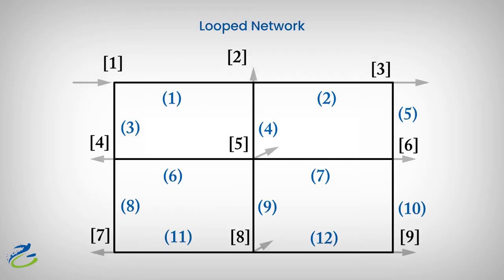As you can see, the loop network here has 4 closed basic loops where water enters node 1 and is distributed to nodes 2, 3, 4, 5, 6 up to 9. Here we put node numbers between square brackets and pipe numbers between parentheses.